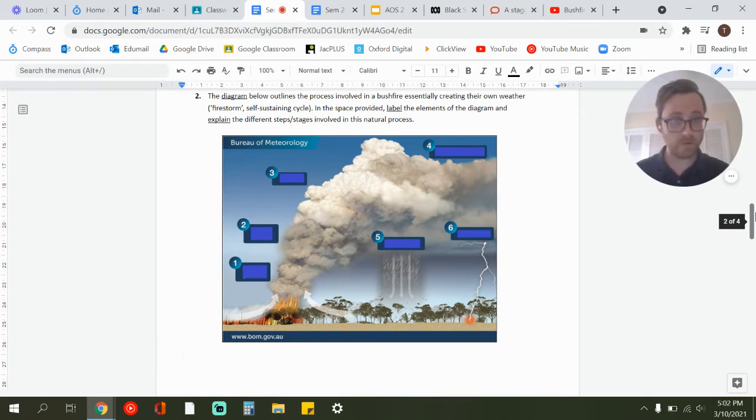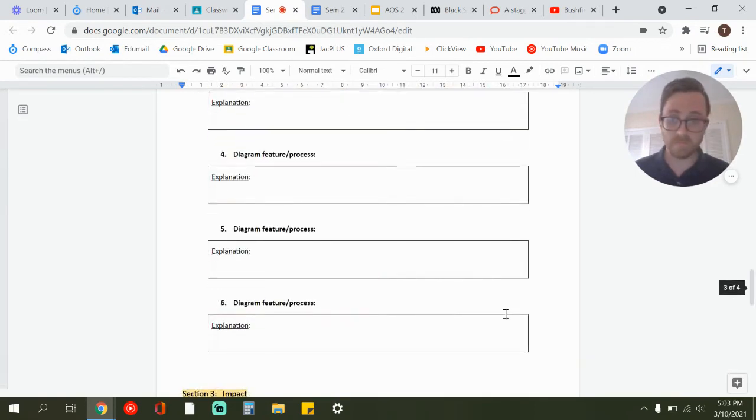So its own little weather cycle where it's a cycle of fire starts, fire big, fire results in more fire starting. So what you need to do is label the diagram and explain the different stages involved in this natural process. So step 6 here looks like lightning. I'll give that one to you. That's a freebie. So how is that going to create the fire or contribute to the fire continuing, essentially? So you'd say down here, number 6, lightning. Explanation, explain what's happening, how it contributes to the process.